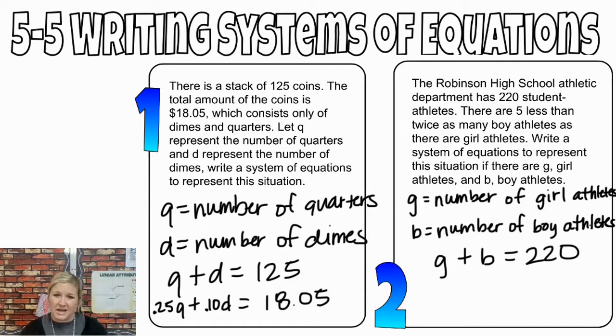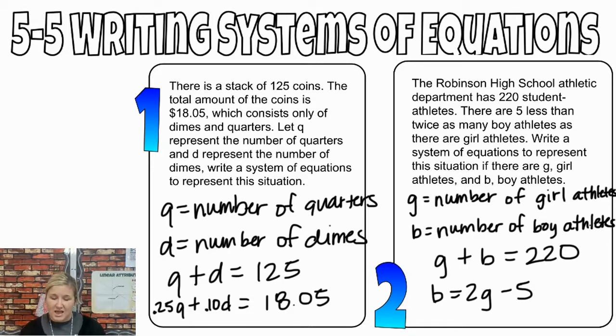There are 5 less than twice as many boy athletes as there are girl athletes. This is where it gets kind of tricky, because it looks like when it says twice as many boy athletes as there are girl athletes, there are more boy athletes. There are 5 fewer. So I'm going to take the girl athletes, multiply it by 2. So I have 2G. And then I'm going to take away 5 from that. And that's going to tell me however many boy athletes I have.